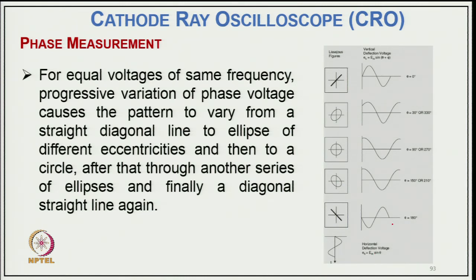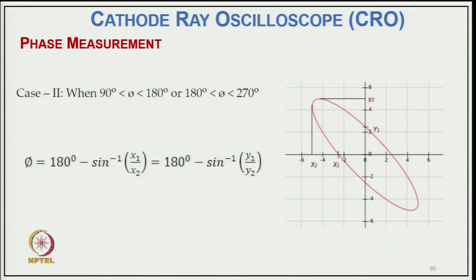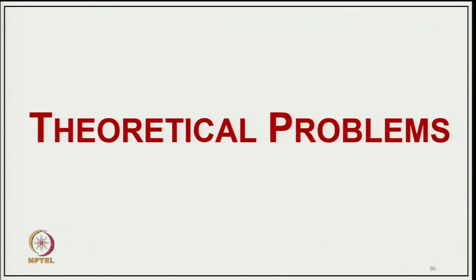So, this is the example of how the phase looks typically at different angles, like alpha equal to 0, then alpha equal to 30, and so on, of different values. Now, coming to the first case, when theta is 0 to 90 or 270 to 360 degrees, as you can see here, theta equals sin inverse of x1 upon x2, that is, sin inverse of y1 upon y2 from this diagram. Case 2: if it is 90 to 180 or 180 to 270, theta equals 180 minus sin inverse of x1 upon x2, that is, 180 degrees minus sin inverse of y1 upon y2, as you can see in the circle. Now, coming to some of the theoretical problems.